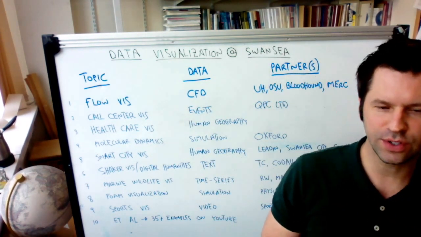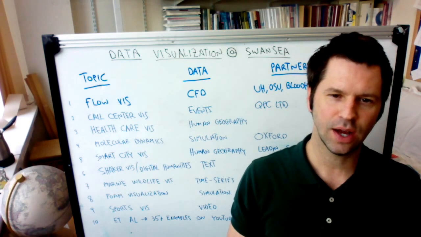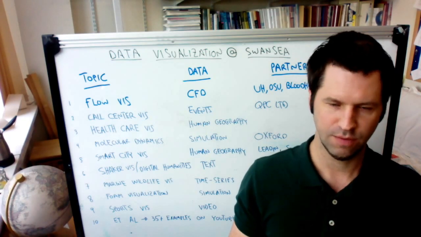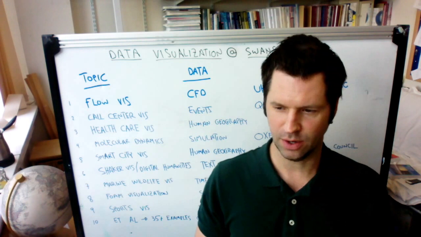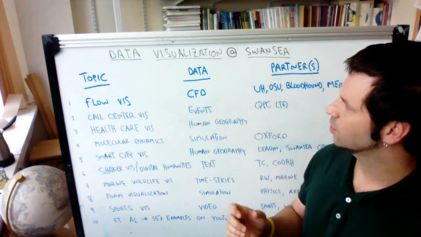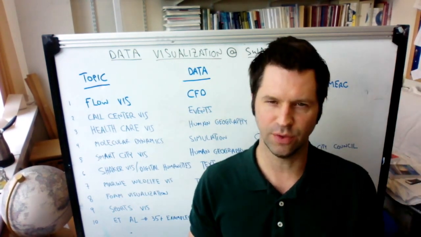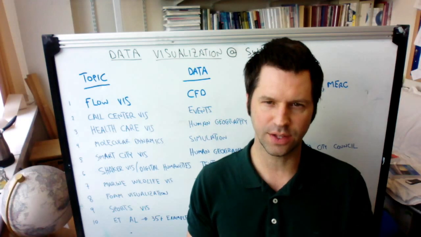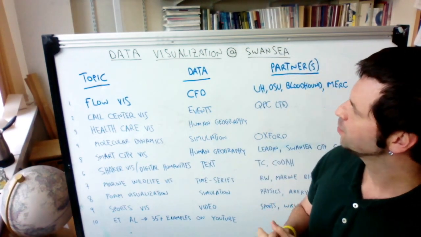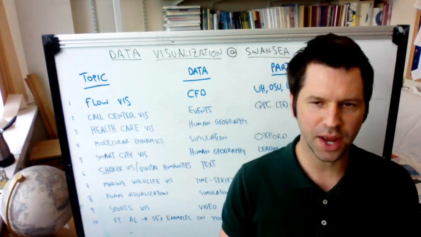Flow visualization is the study of fluid motion, particularly fluid motion as it interacts with things. For example, automotive engines, or the Bloodhound project is one of the projects we've worked on. That's the development of the world's fastest land speed vehicle with Ben Evans in the engineering department. The data in this case is usually computational fluid dynamics data.